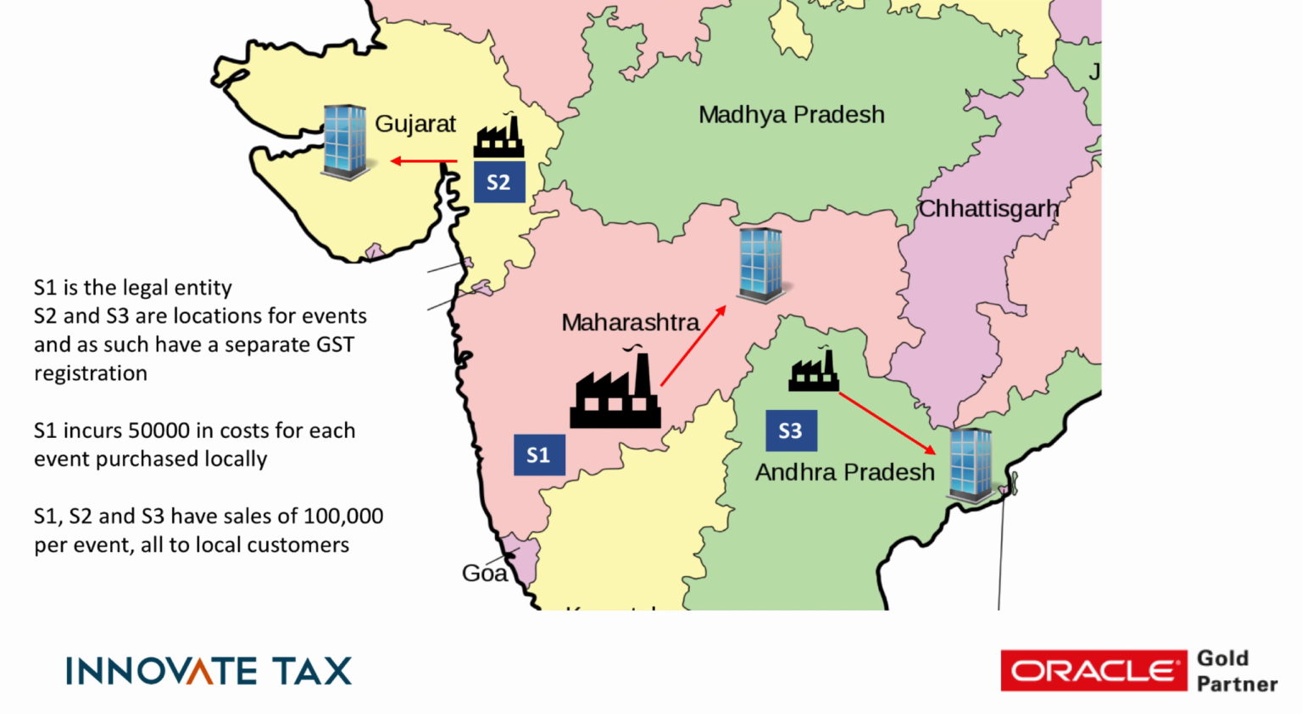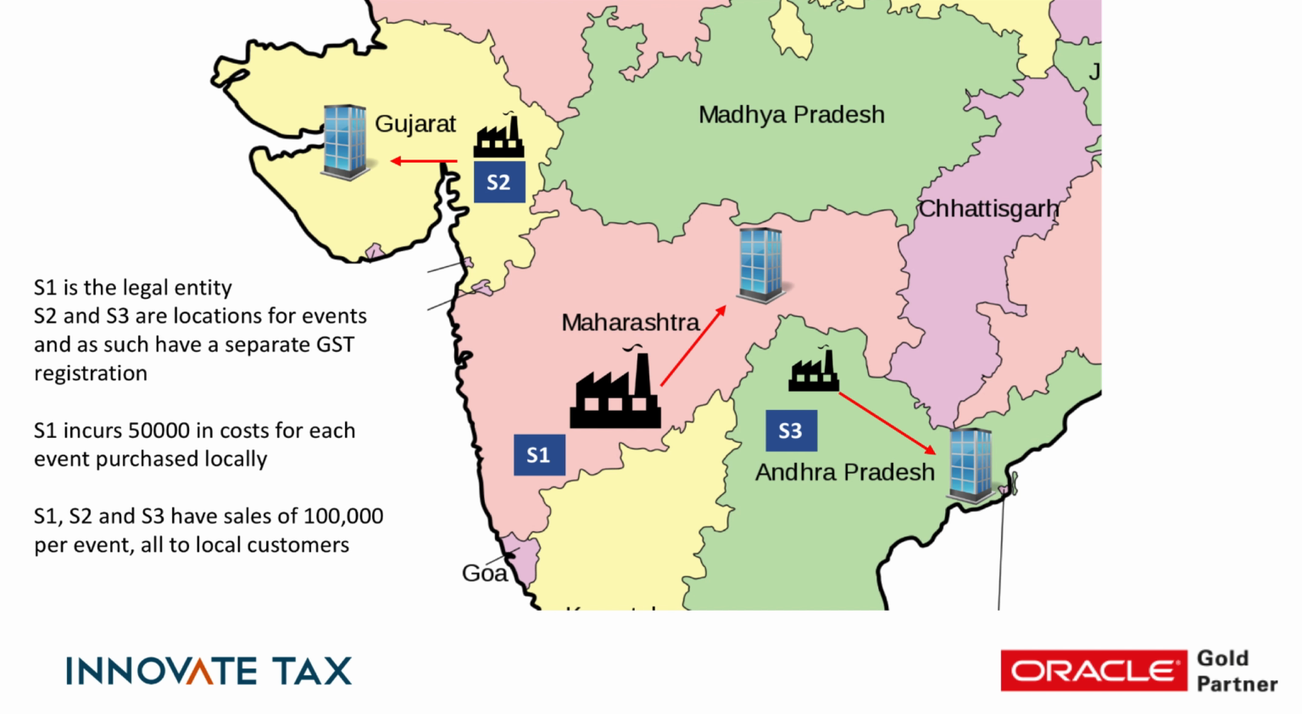we're going to have an example where we've got S1, which is the headquarters, that's the legal entity, and then S2 and S3 are 2 separate locations. Every single one of those locations has its own GST registration. If S1 incurs a cost of 5,000, basically what we're saying is that we've got an event in each location, and we incur a cost of 5,000 for each of those events.